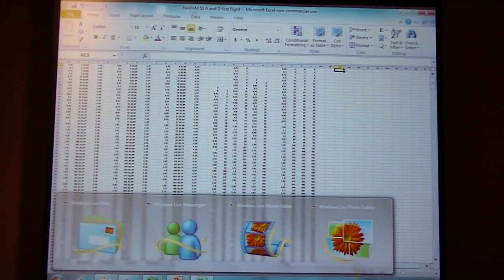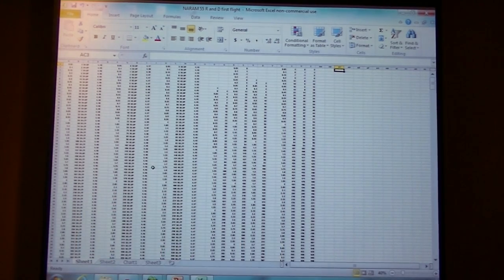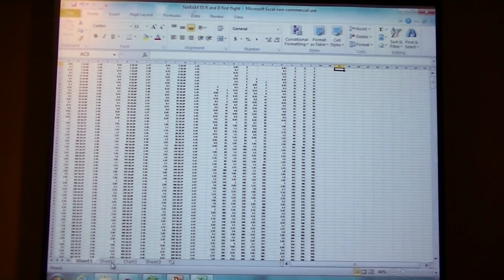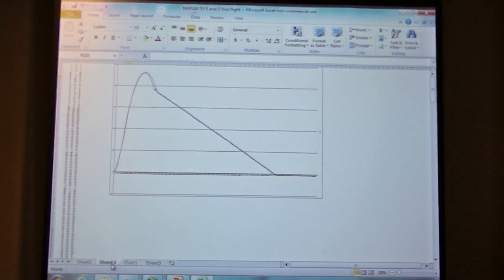Yeah, and actually, that's not what I wanted to do. Oh, man. I wanted to go to sheet two. Let's see if it will cooperate. There we go, sheet two. Never mind. And now we will do a little bit of plussing here.